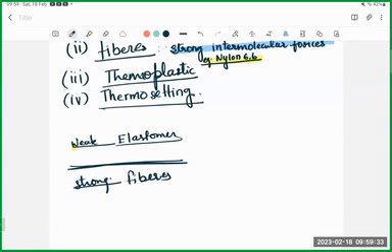Are you clear? They become hard and infusible on heating. If you try to heat them, they become hard and cannot be brought back or softened, because they cannot bear the temperature. They have changed phase. Is this clear? Yes, ma'am. We'll write the difference.